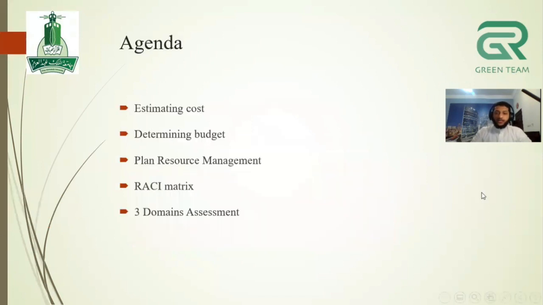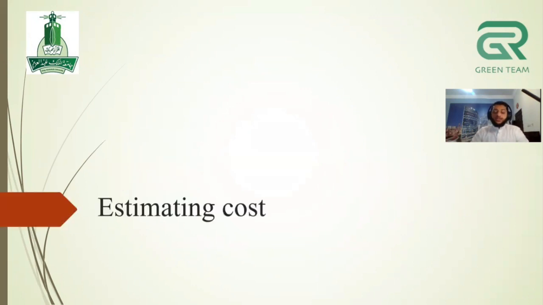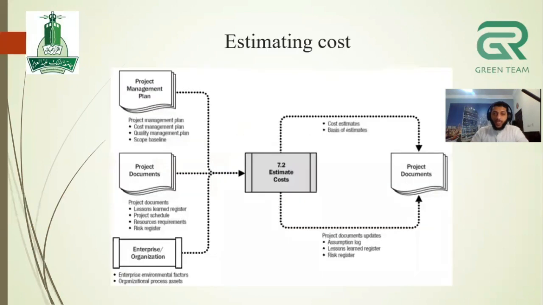So, going to the agenda, first we will talk about cost estimation and estimating the cost for our project, and then determining the budget for the project, and then talking about the plan resource management. Then we will show the RASI matrix, and finally the three domain assessment for the PMP exam. So let's start with the estimating cost.